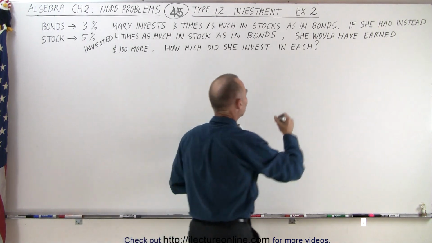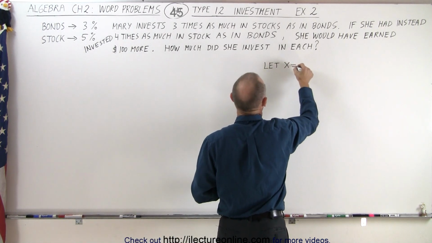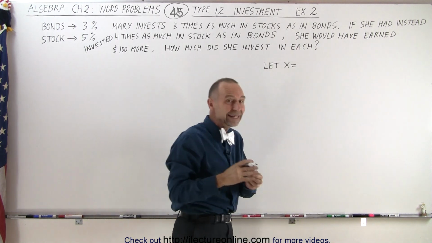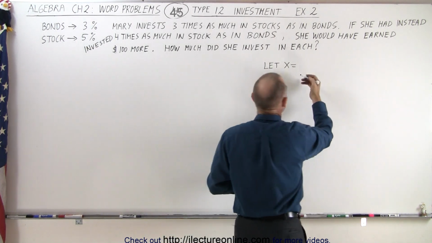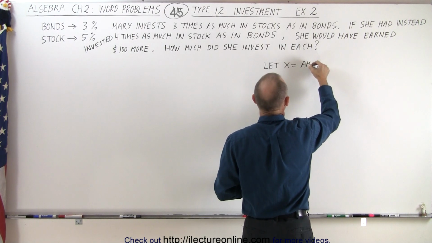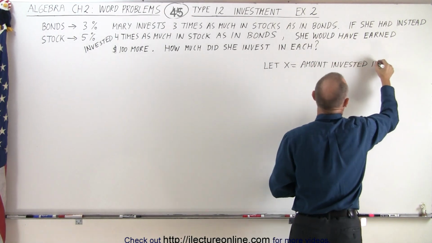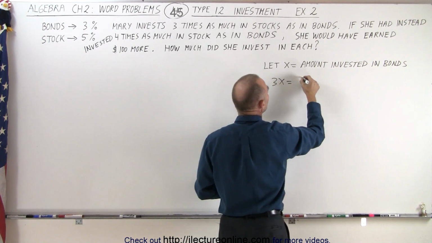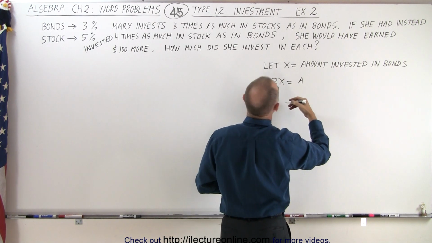All right, let X equal the amount invested in bonds, because that's the least amount of her investment. So let X equal the amount invested in bonds. Then, of course, 3X would be the amount invested in stock.